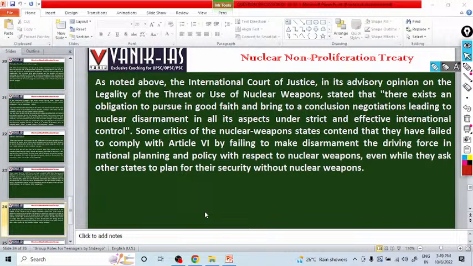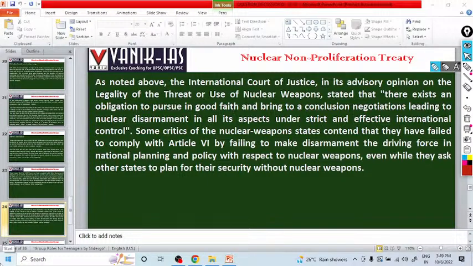As noted above, the International Court of Justice, in its advisory jurisdiction on the legality of the threat or use of nuclear weapons, stated that there exists an obligation to pursue in good faith and bring to a conclusion negotiations leading to nuclear disarmament in all its aspects under strict and effective international control. Some critics of the nuclear weapon states contended that they have failed to comply with Article 6 by failing to make disarmament the driving force in national planning and policy with respect to nuclear weapons, even while they ask other states to plan for their security without nuclear weapons.